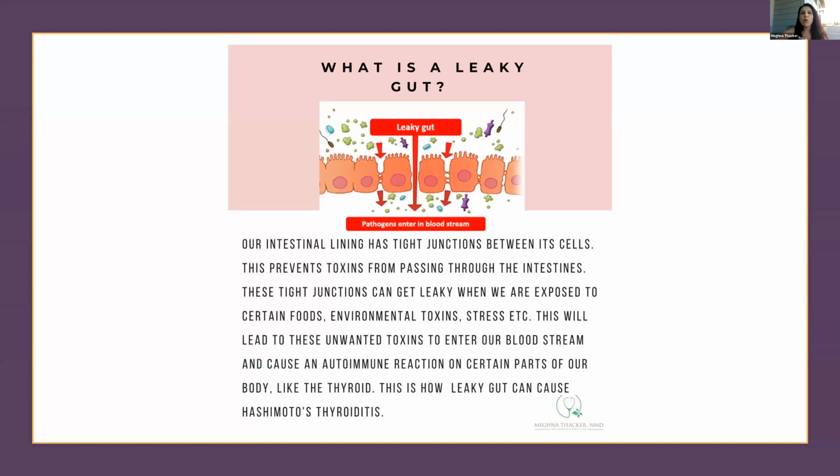We just talked about what leaky gut is, and how the intestinal wall lining can get leaky. That's when all these toxins get into our bloodstream and in a way attack the thyroid. Now it can attack other organs, but since I'm talking about the thyroid most of the time, that's how it causes Hashimoto's thyroiditis.